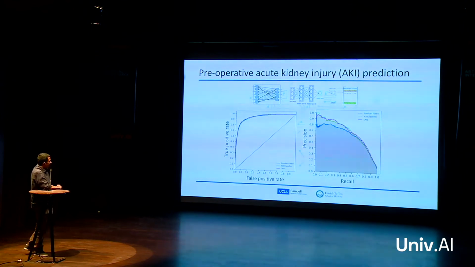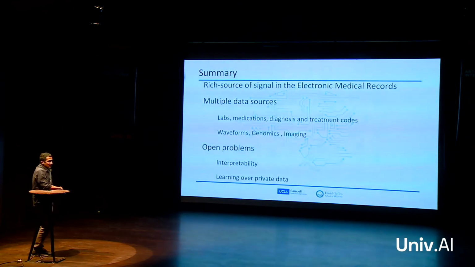Next slide. So just to summarize, I think there's an amazing amount of rich signal in the medical records from the patient. And we've just started looking at it. We've looked at only about 50 features so far. The actual medical records have of the order of tens of thousands of features.